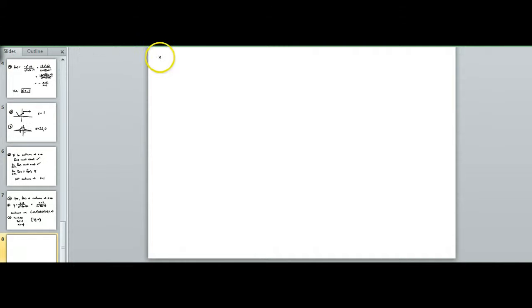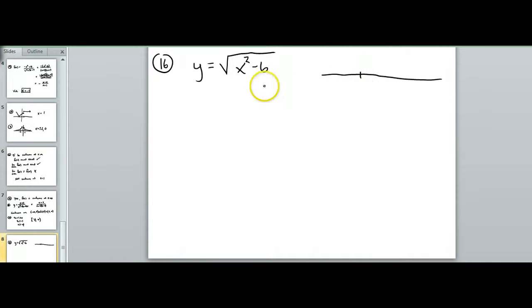Alright, the next one, 16, is a little bit the same idea as 15, but because we have a square underneath this radical, we have to keep in mind that this thing could be positive in more than one place. So first of all, find the zeros. Find what makes x squared minus 6 equal to 0. Alright, and that happens when x equals plus or minus the square root of 6. So I'm going to make those my places where I break up the domain into 3 regions, 1, 2, 3.